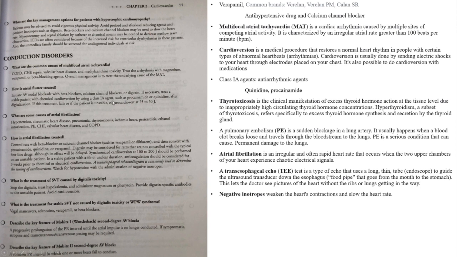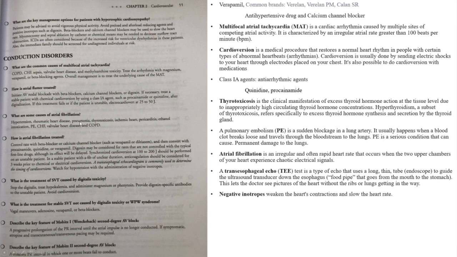Using a class 1A agent, and they're talking about antiarrhythmic agents. Okay, quinidine, procainamide. If this treatment fails, or if the patient's unstable, electrocardiovert from 25 to 50 J.